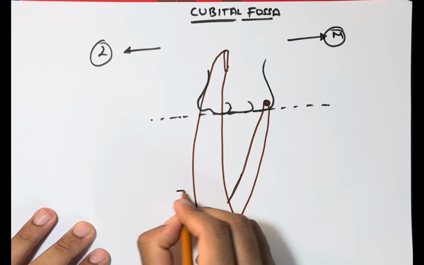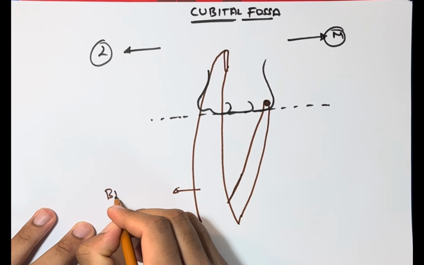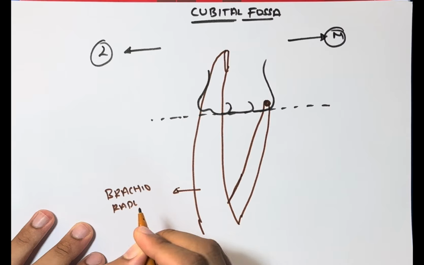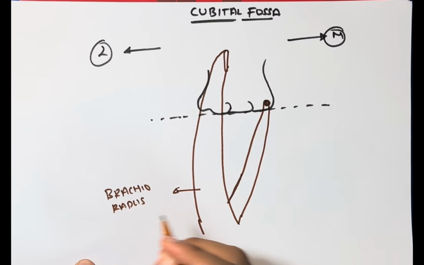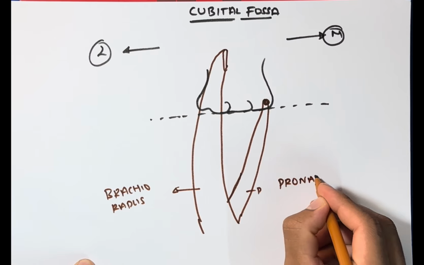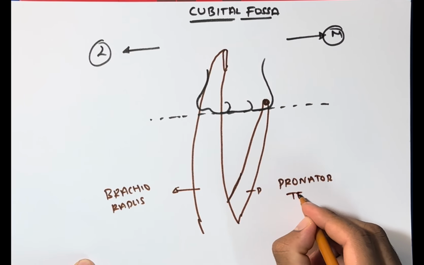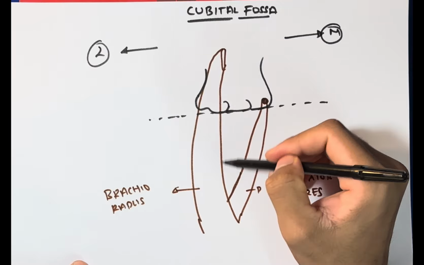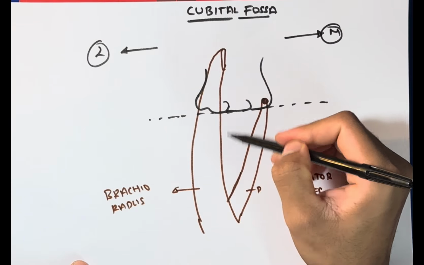So this is your brachioradialis muscle. This is your pronator teres. You see this part? This is your cubital fossa.